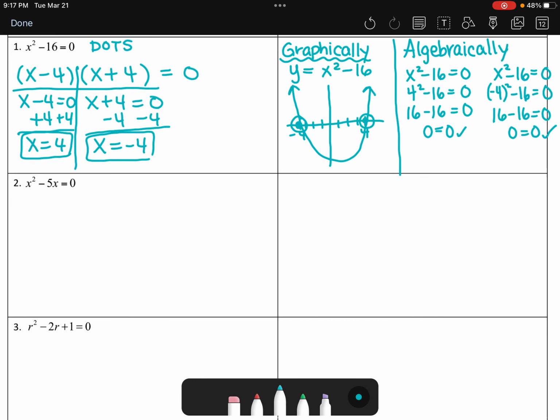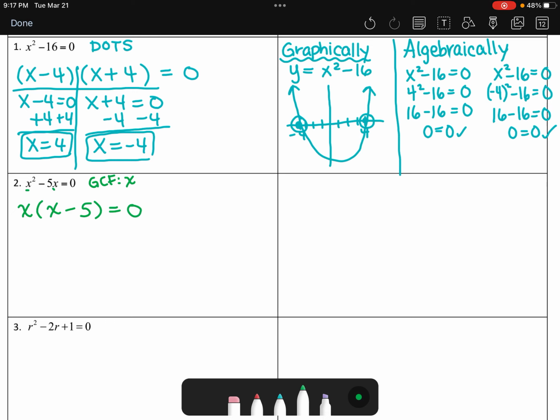Second one. Look for GCF. I see these both have an x. My GCF is x. So that comes out. What am I left with? I'm left with x times x is x squared. I'm left with minus 5 equals 0.